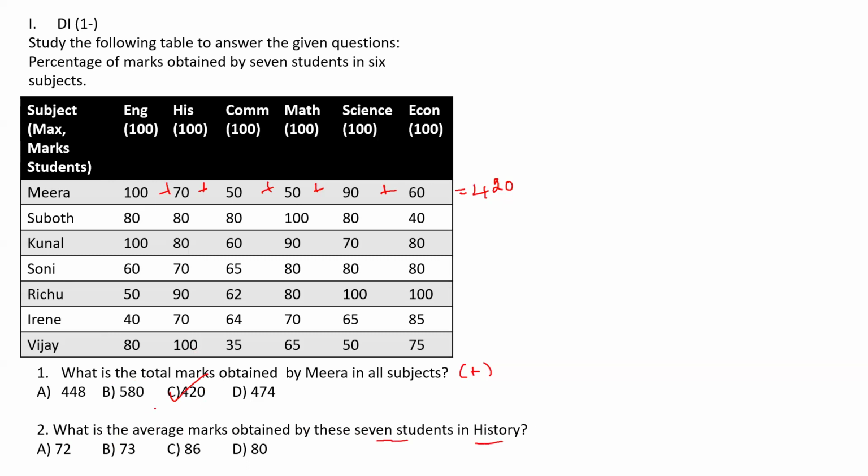Next one is, what is the average mark obtained by the 7 students in history? So it's a kind of average sum. You just need to find the total and divide by how many numbers there are: 1, 2, 3, 4, 5, 6, 7. So the total of marks obtained in history divided by 7. If you total all these values, 7, 8, 8, 7, 9, 7 plus 10, it comes around 560. 56, and I'm just adding the 0. In the 7 table, 56, how many times is it going? 8 times, right? So 80 is your answer.